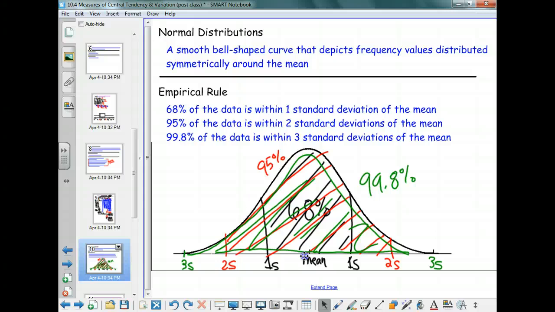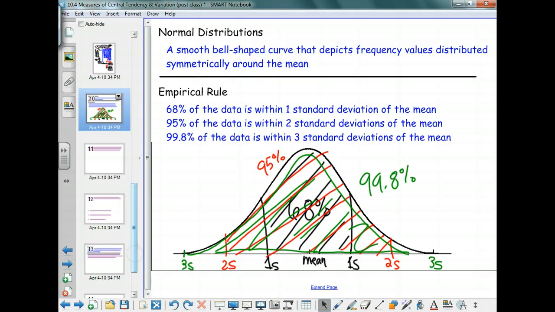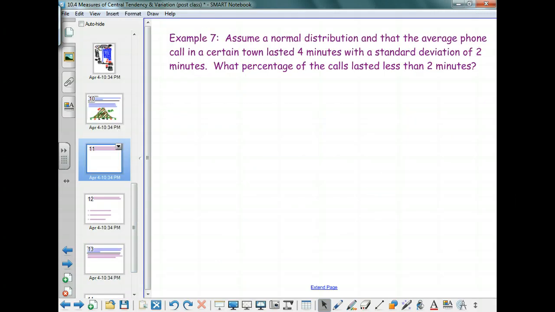Okay, so normal distributions are used in a lot of different things. I want to show you how we can think about them with some examples. All right, so we're going to assume a normal distribution where an average phone call in a certain town lasts 4 minutes with a standard deviation of 2 minutes. It asks what percent of the calls lasted less than 2 minutes. So anytime you're working on these with normal distributions, you're going to draw that picture that we just had on the previous slide. You're not going to draw it with all the colors and all the things in there quite like I just did. You're going to do it with whatever information you're given for this problem.